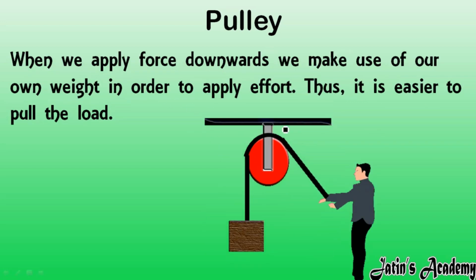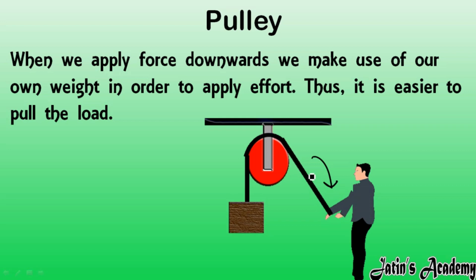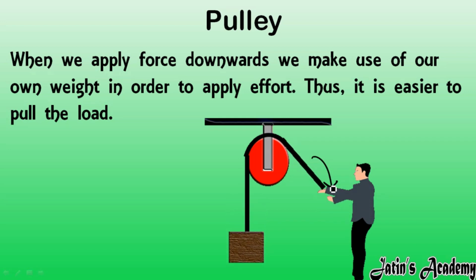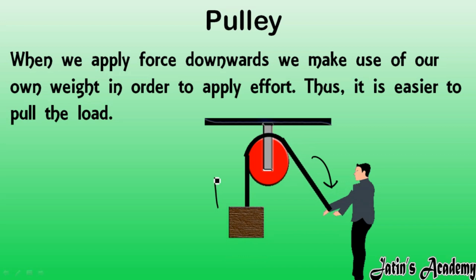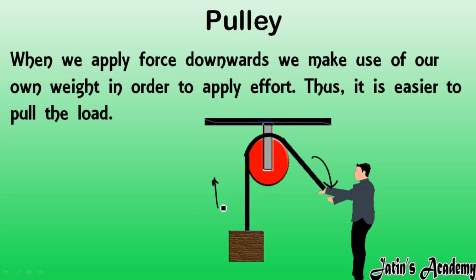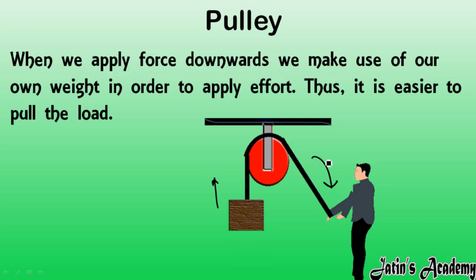Next, whenever we apply force in the downward direction from one side of the rope, we are using our force to make the effort. By applying our force, the weight is going to move upward. So thus we can easily pull the weight by applying a little effort.